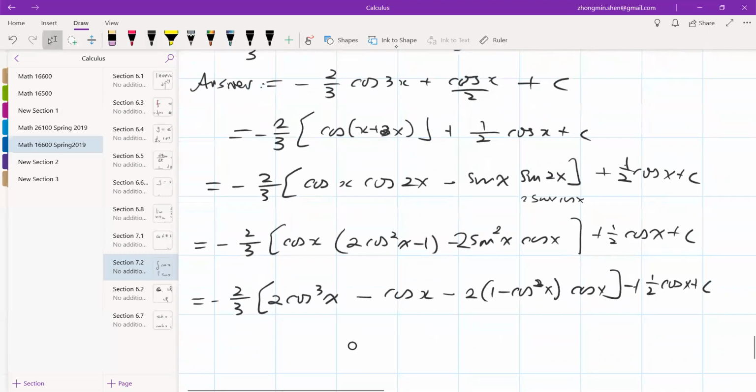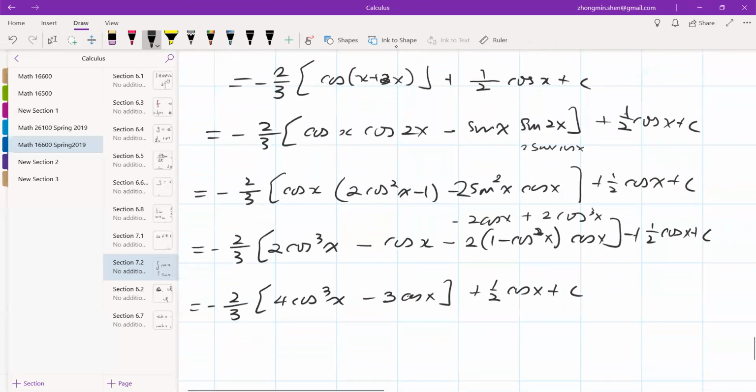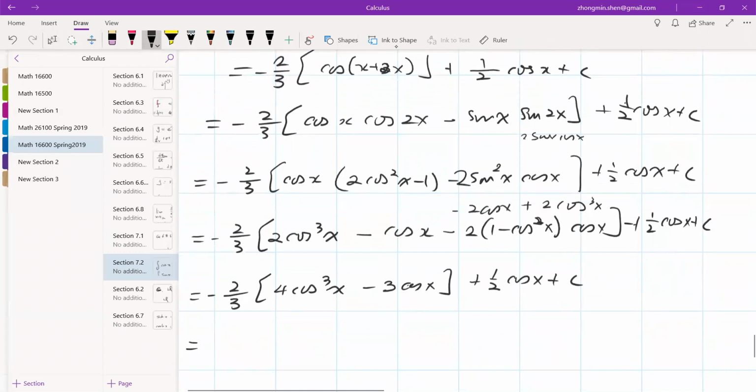So let's continue. If you multiply this out, this will be negative 2 cosine x plus 2 cosine cubed x. So I have a 2, 2, I have a 4 cosine cubed x. Then I have a negative 3 cosine x plus 1/2 cosine x plus c. I hope I can get the right answer. I'm not sure. So how come I get 4 cosine cubed x, minus 3, and then plus 1/2 cosine x plus c? It does not match.